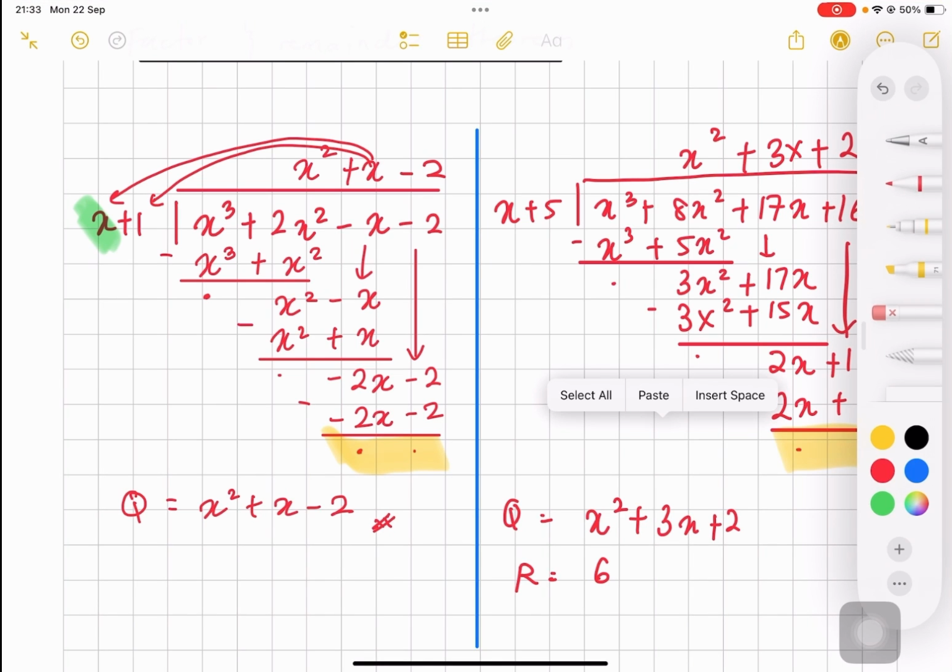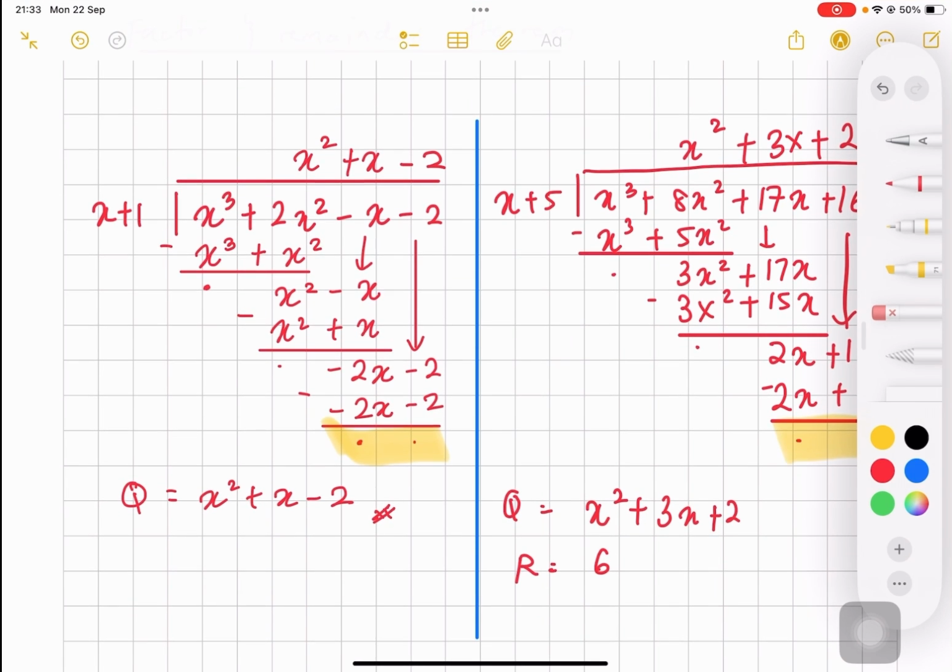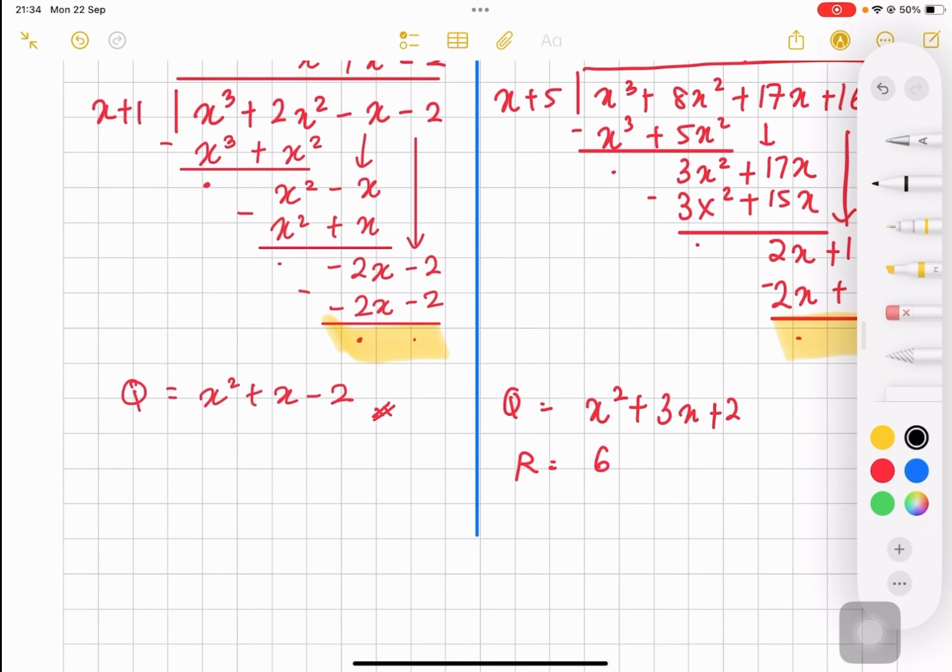So what I can explain is that x plus 1 is our factor. Why? Because our remainder is 0. So we can see that x plus 1 is a factor, because the remainder is 0.